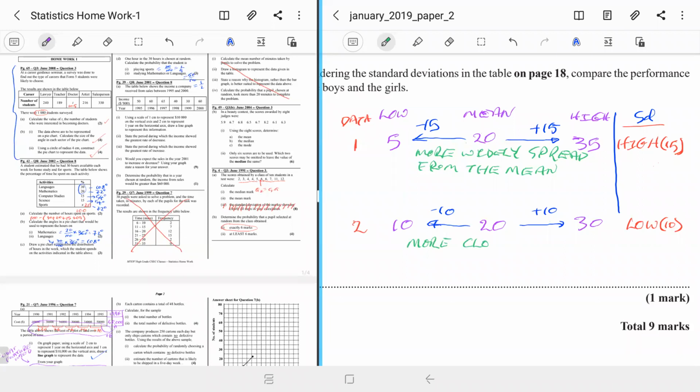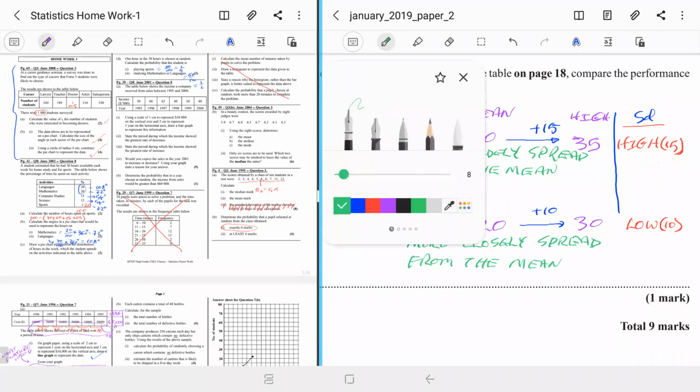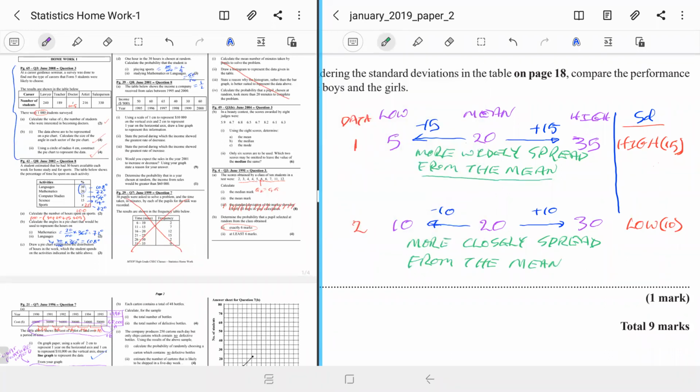In data 2, you would say something like the data is more closely spread, closer than the first one, more closely spread from the mean. And you have to say this, you have to say from the mean, it's a comparison from the mean. So standard deviation is a measure of how closely or how widely the data is spread from the mean.